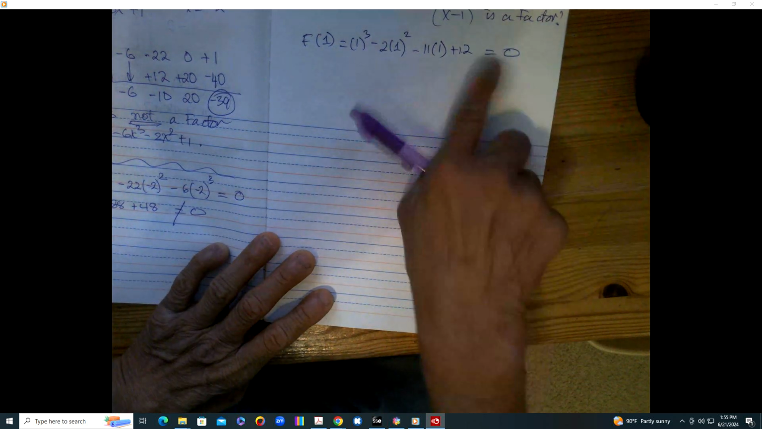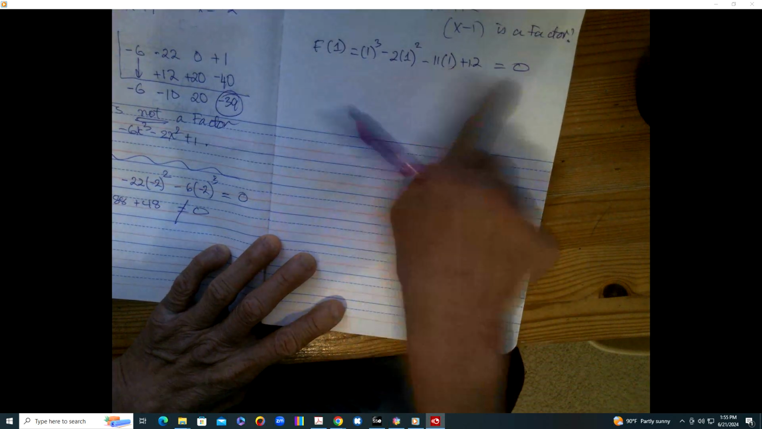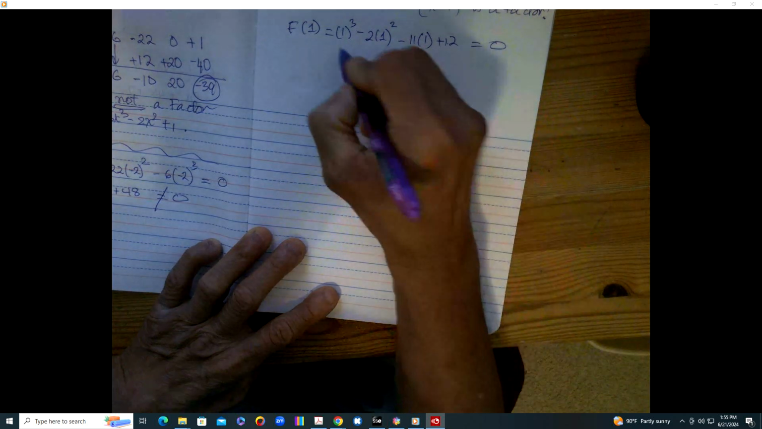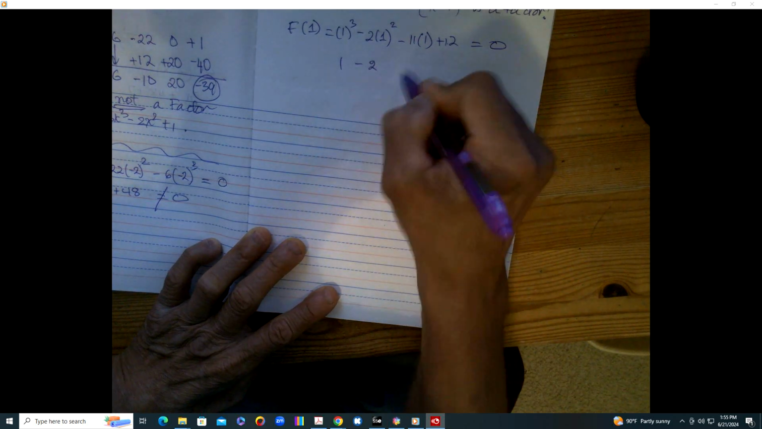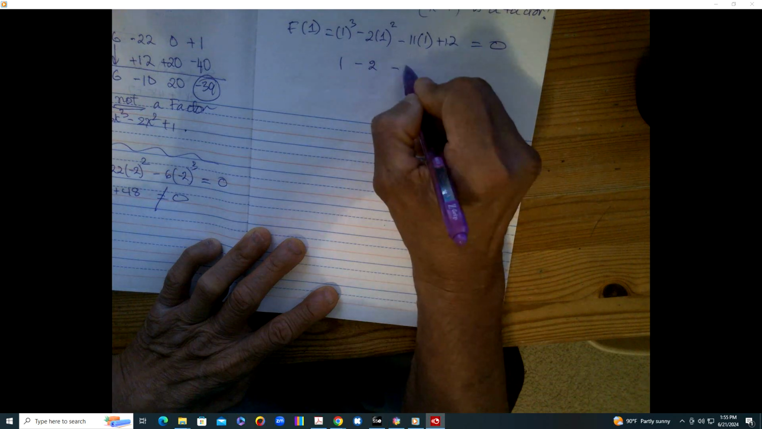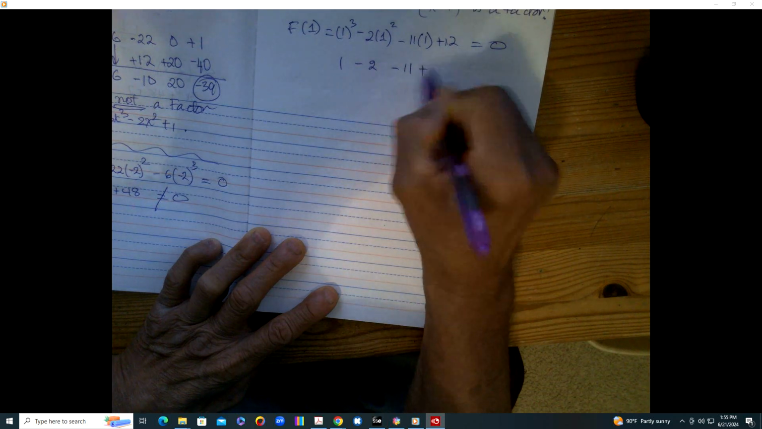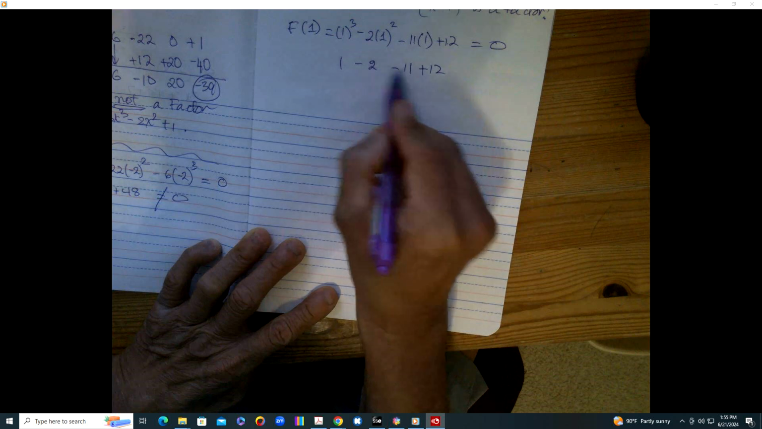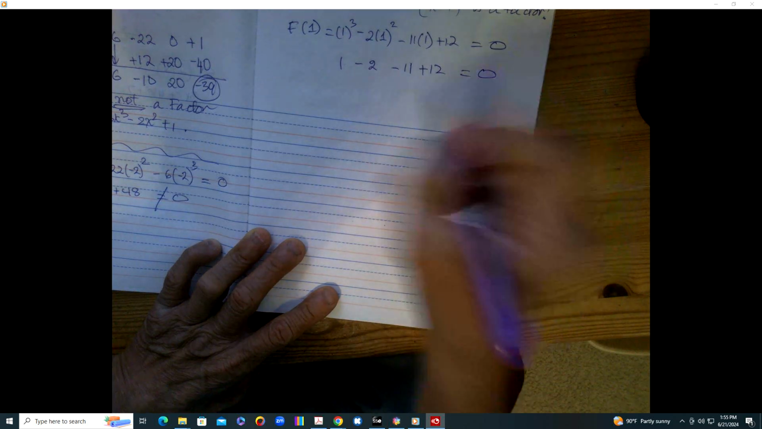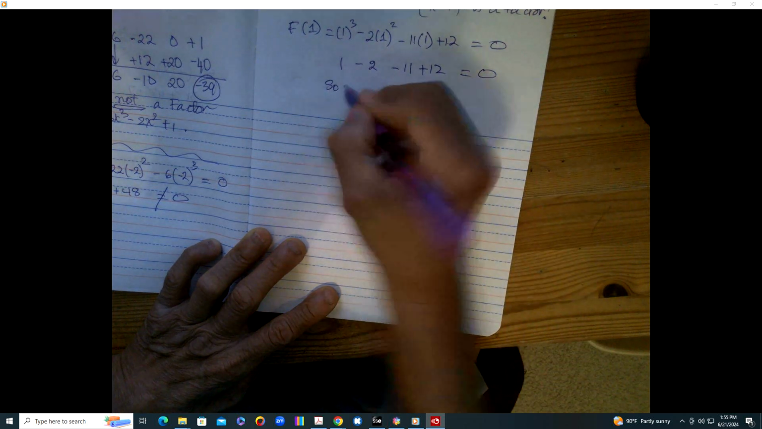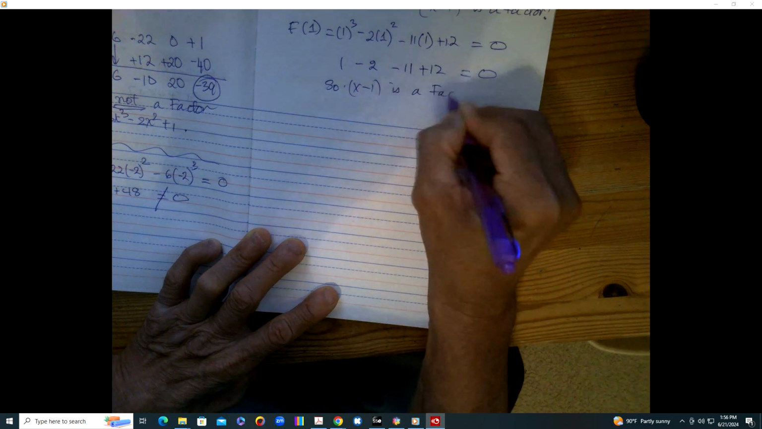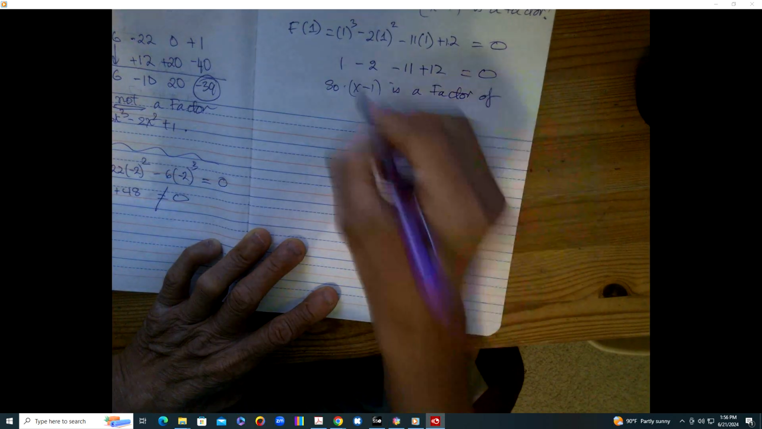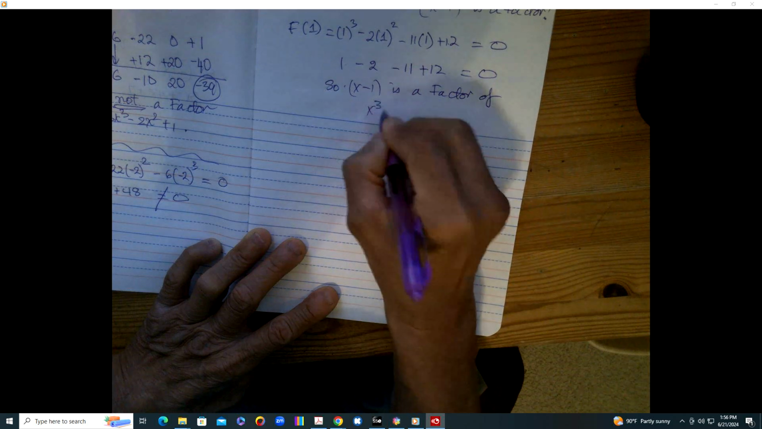Okay, the remainder must be a 0. If the remainder of this is not a 0, then we know it's not a factor, or it's not divisible by x minus 1. Okay, so 1, this gives us negative 2, this gives us negative 11, negative 11 plus 12. So clearly, we add up this, it does equal 0. So we can say x minus 1 is a factor of this function above.